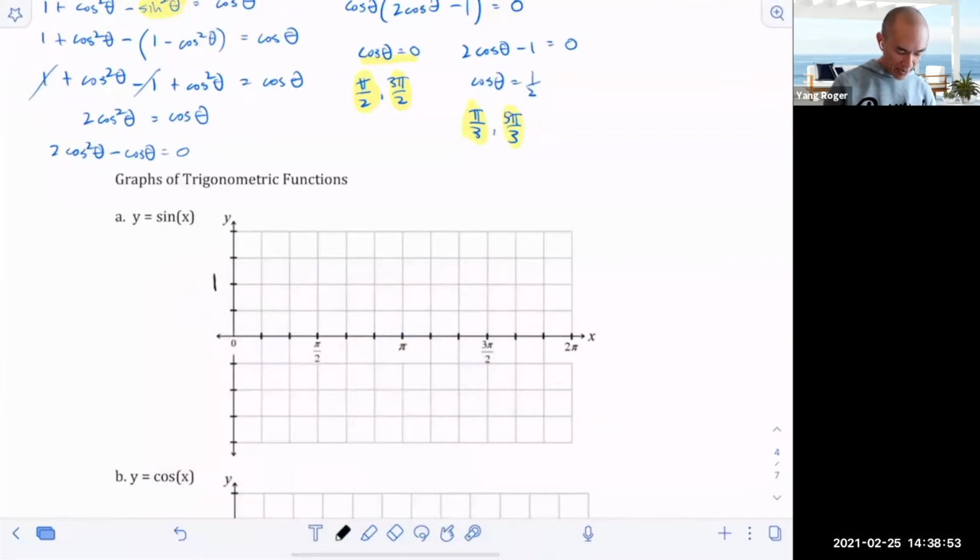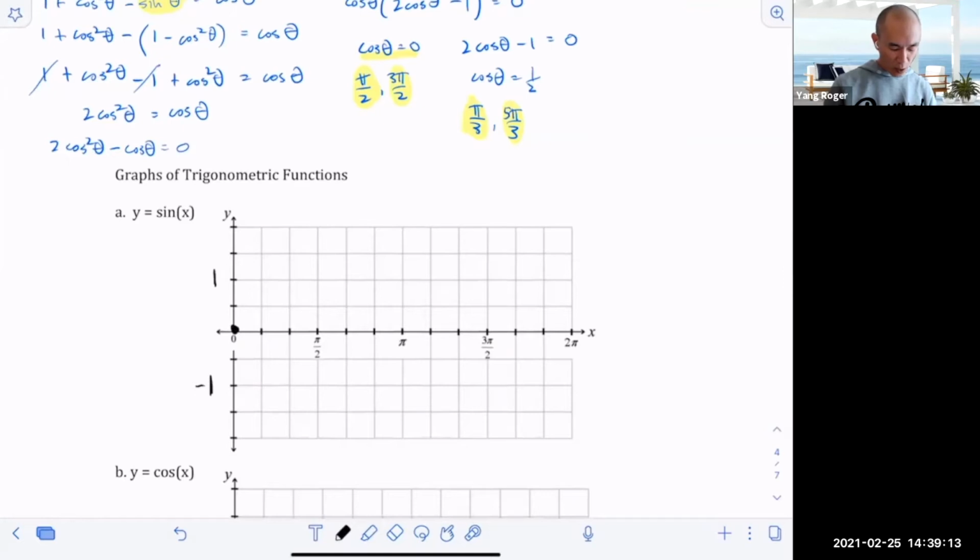We are going to label a 1 because that's the top of the range, and a -1 here because that's the bottom of the range. The key thing to remember is that sine starts at 0. The first y value of sine is 0. Typically, when I sketch a graph, I label these five important points. 0, I cut 2 pi in half, I get pi. I cut that in half, I get pi over 2. I cut from pi to 2 pi in half to get 3 pi over 2.